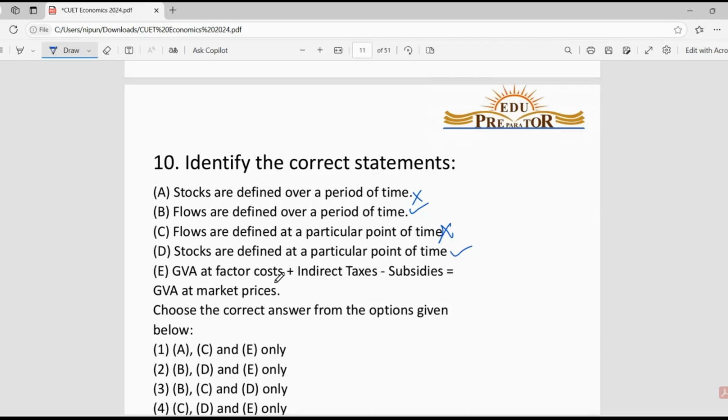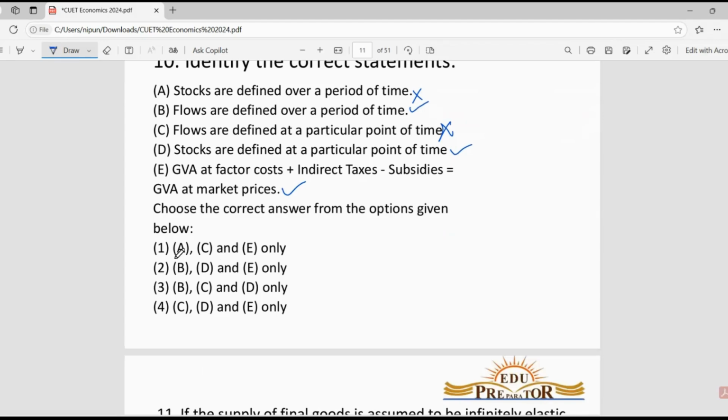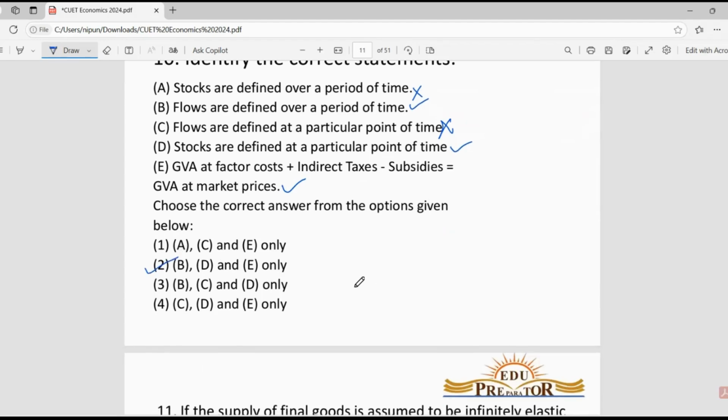GVA at FC plus indirect tax minus subsidies gives me GVA at MP. You know that the difference between factor cost and market price is net indirect tax. When we add net indirect tax to the factor cost, we get market price, which means option E is also correct. Therefore, the correct statements are B, D, and E, which means option number 2 is correct.